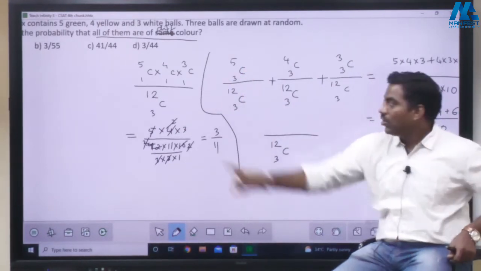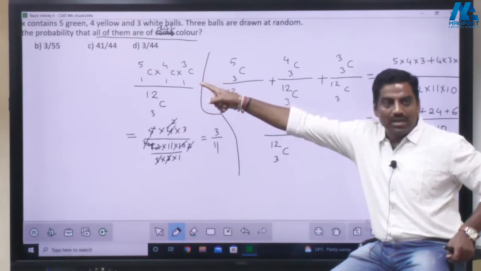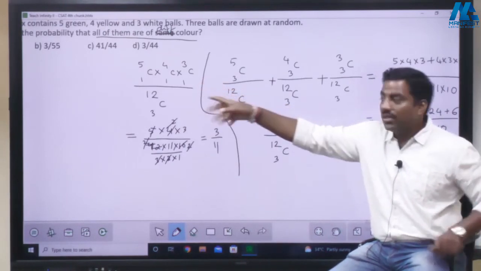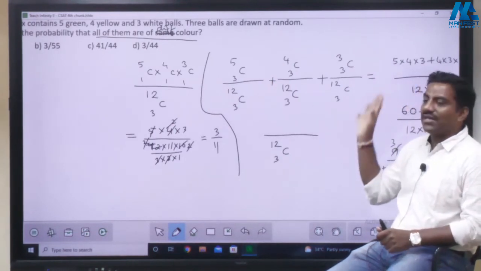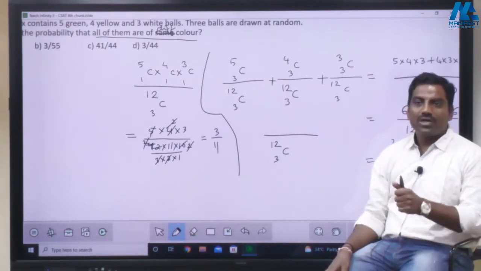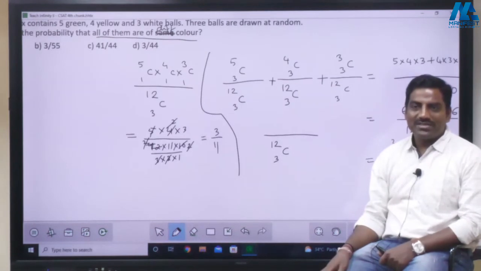Getting my point? Because there we have chosen only one ball. Our event is not over. Here we have chosen all 3. Our event is over. But different cases are there. That's it. Got it? Can you remember these things?